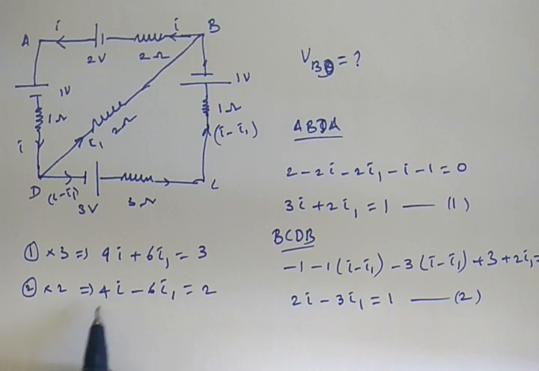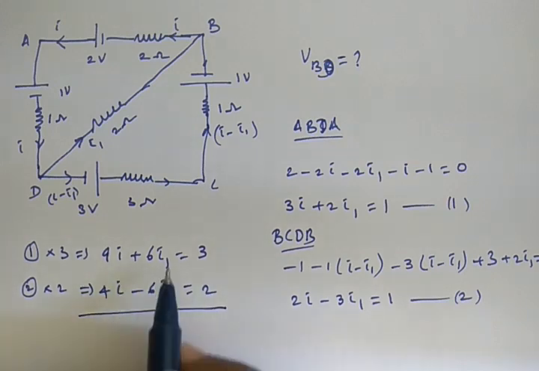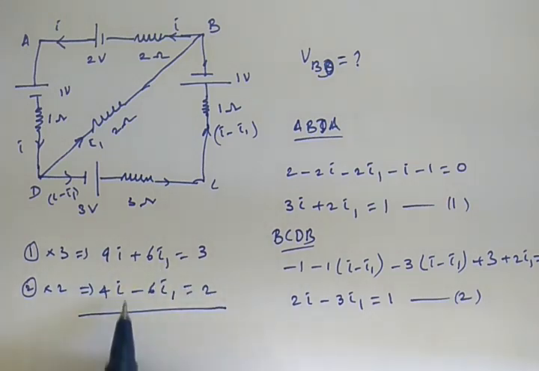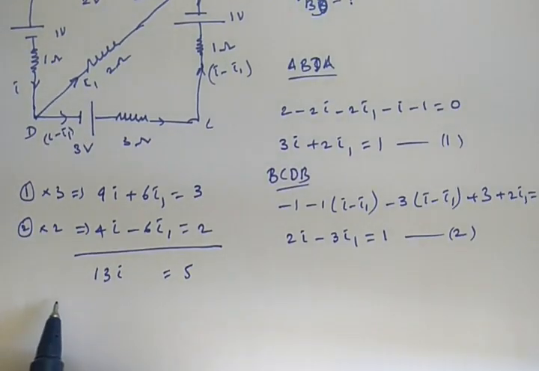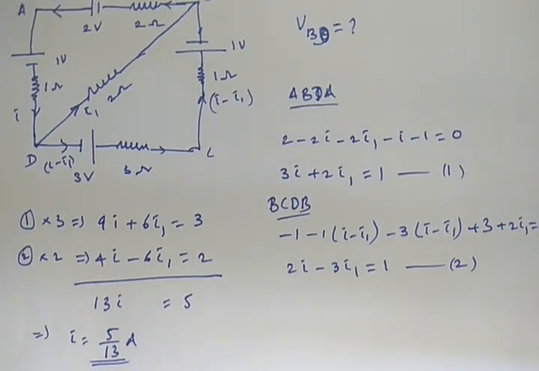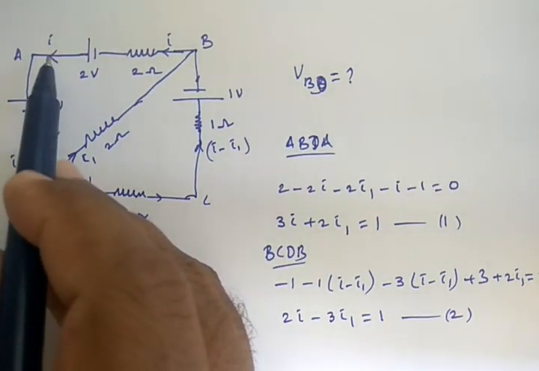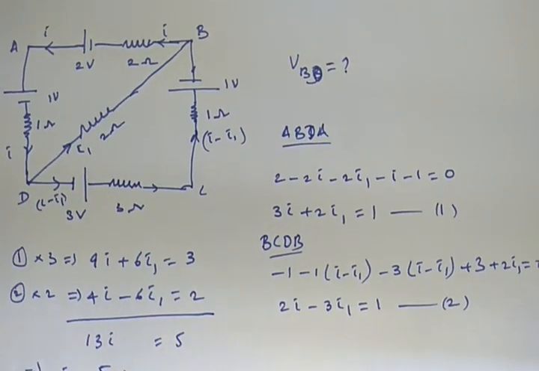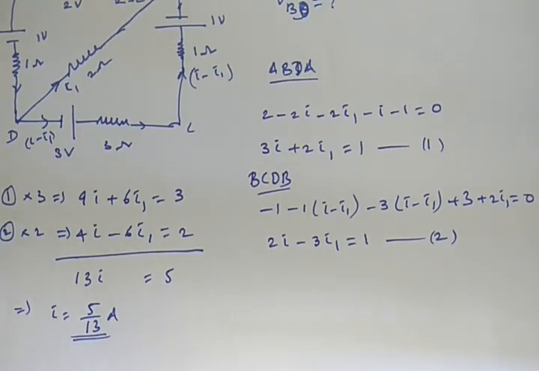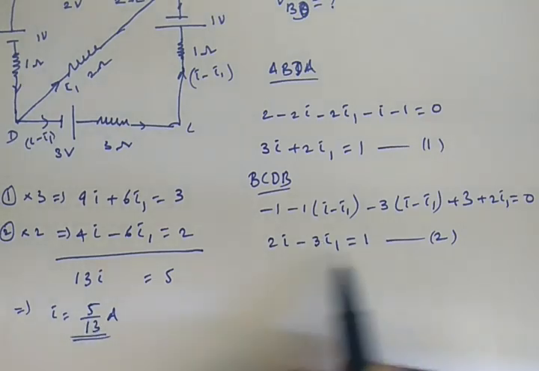So now if you solve this question, you will get I. Once you add these two equations, you will get 13I, this will be 0 equals to 5. So that implies I equals 5 by 13 ampere. So it means the current coming through this line is 5 by 13 ampere. If you substitute this I value in this equation, you will get I1.